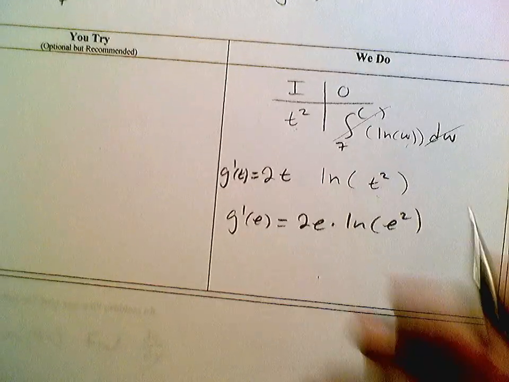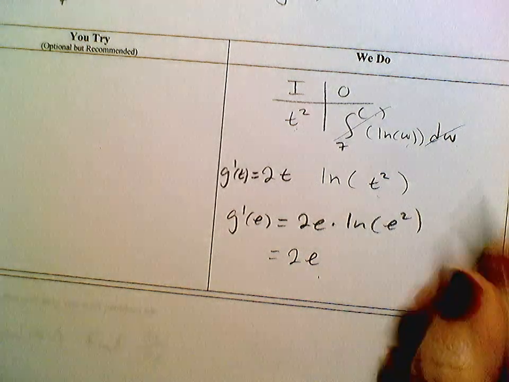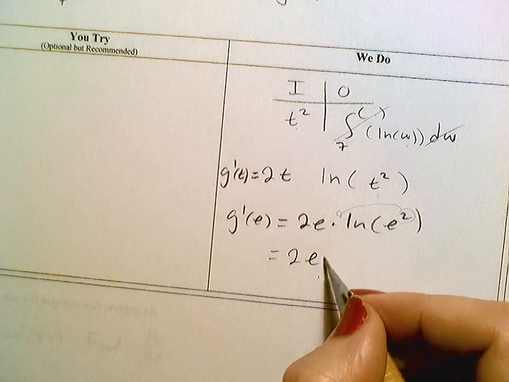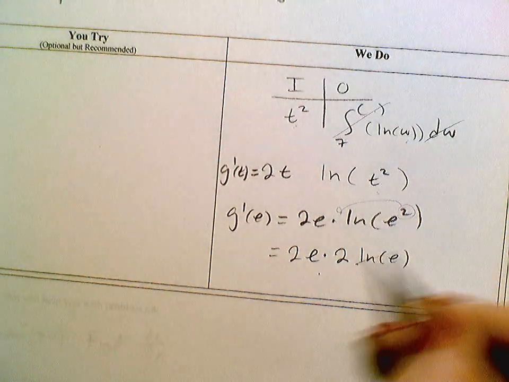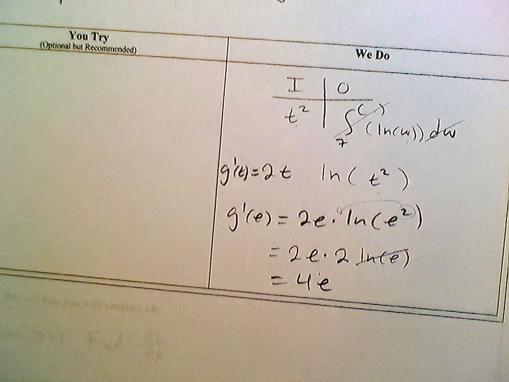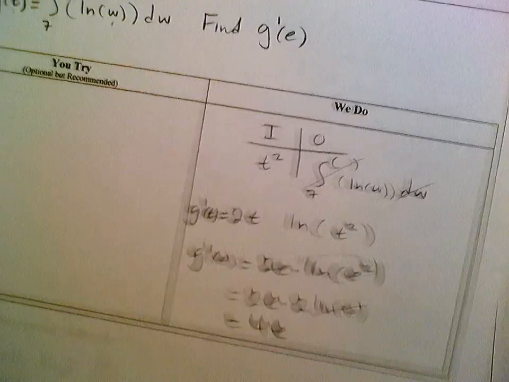Now this is something that you need to know. It's from last year. I know it was a while ago, but this rule: the exponent comes outside, times 2 natural log of e. And natural log of e is 1. So 4e is what that derivative is.